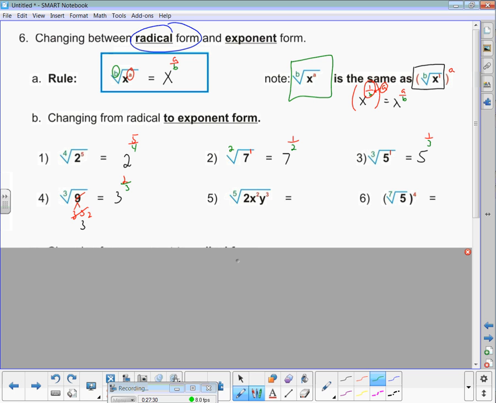9 to the 1/3 is true, but it's not as simplified as 3 to the 2/3, and we want to be as simplified as possible, right? We want to be as simplified as possible. Okay, I'm running out of time, and that's tough, but oh well.